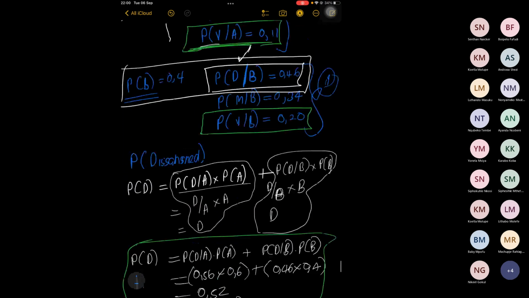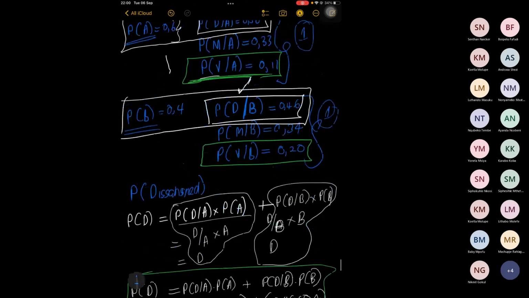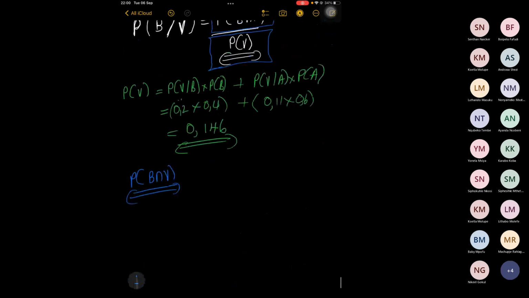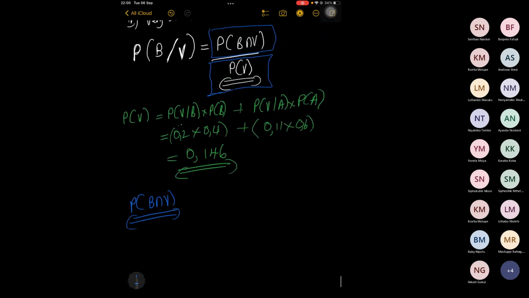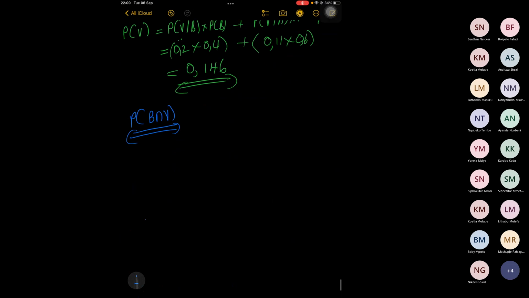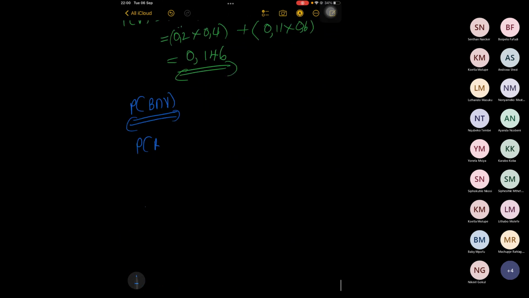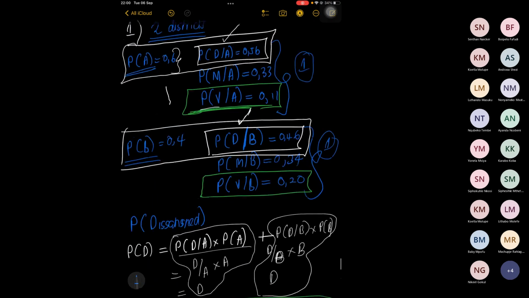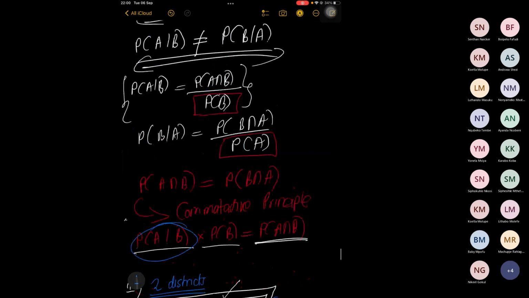Because if you come to the conditions that you are given here, there's a link that you're supposed to identify. Here they're asking us for probability of B given V, but we'd already said that probability of B given V is not the same as the probability of V given B. But what did we say initially when we started this? We said that the denominators are different, but the numerators are the same, because A intersection B is the same as B intersection A.